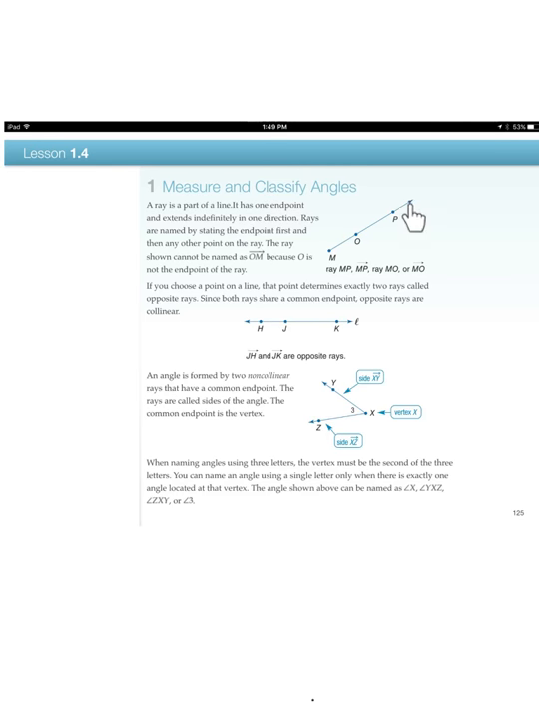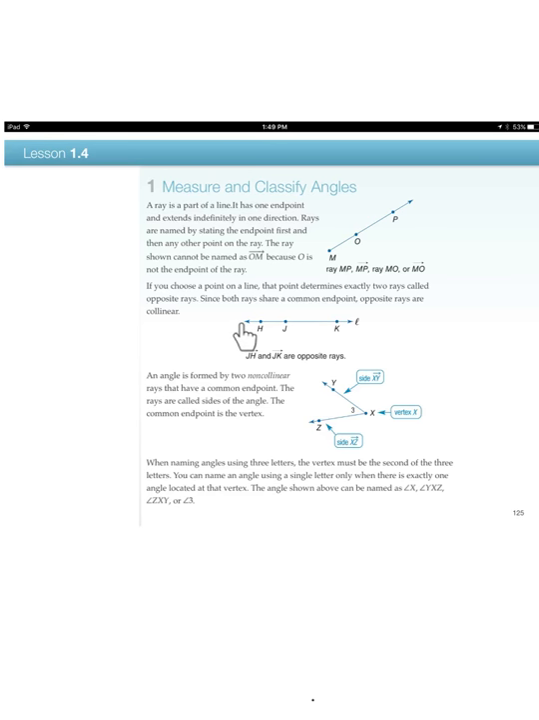Notation: you can see it's got an arrowhead in the direction that it's going. Sometimes it will have two arrowheads because it's opposite rays. Opposite rays mean that they're going in opposite directions.